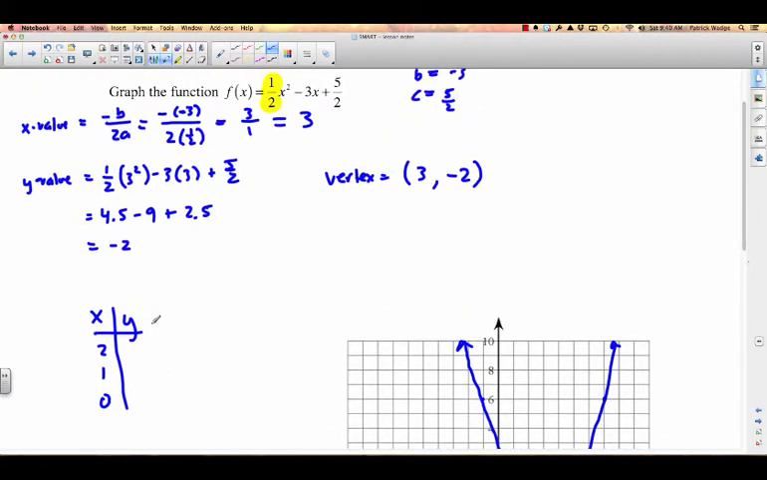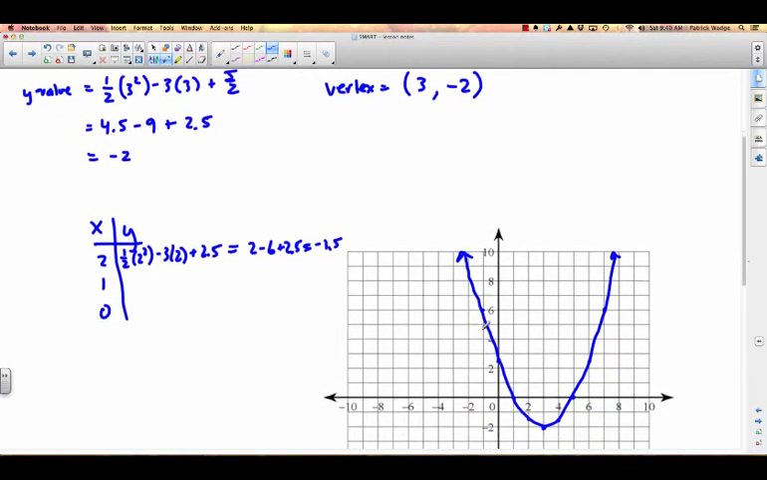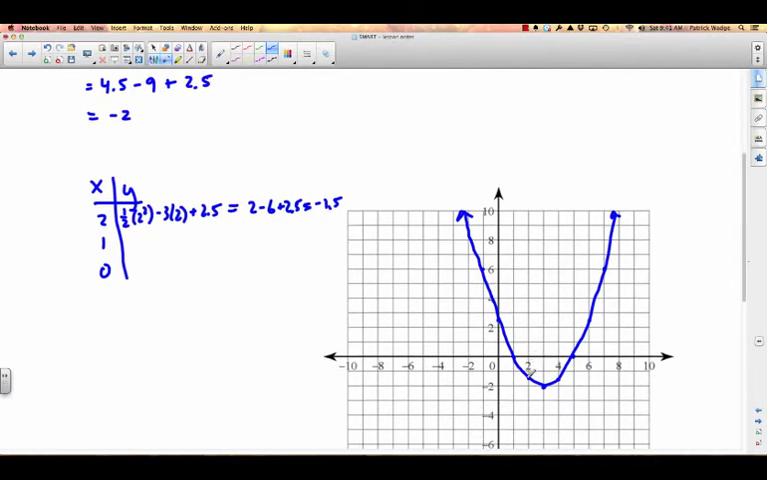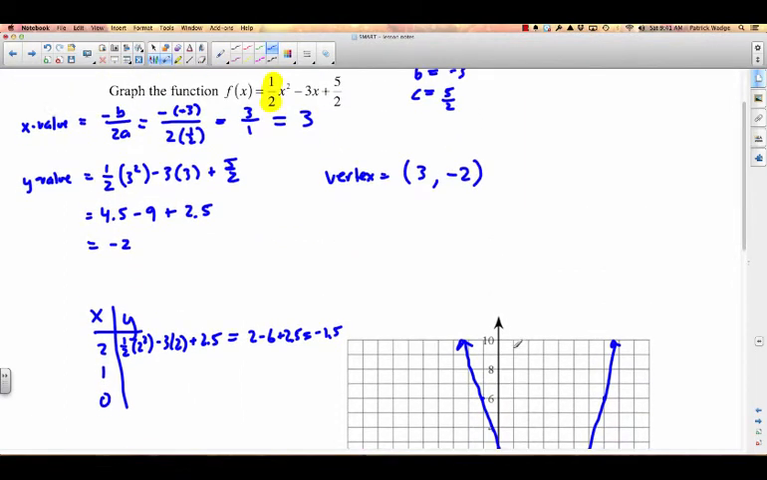So if we plug 2 into all these x's here, I'd get 1/2 times 2 squared minus 3 times 2 plus 5 over 2, which is 2.5. I'm going to put 2.5 equals. Okay, 2 squared is 4 and half of 4 is 2. Take away 3 times 2 is 6, plus 2.5. 2 take away 6 is negative 4, plus 2.5 is negative 1.5. So we should have a point at 2 and negative 1.5. And we do. There it is right there. So that worked.